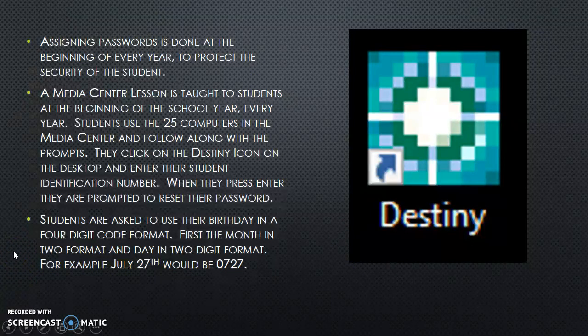Students are asked to use the same password format in order to lessen confusion, because a lot of times with third graders and fourth and fifth graders, they forget other passwords. But if the teachers know that it's their birthday and it's in a 4-digit code format, then it is usually pretty easy to figure out what their password is. So they use the month first, in a 2-digit format, and then the day in 2-digit format. So for example, July 27th would be 0727.